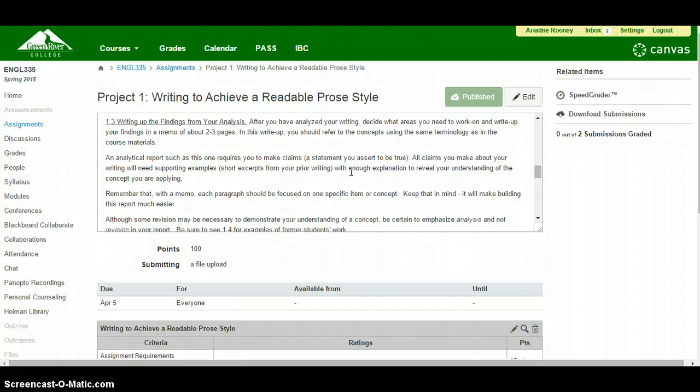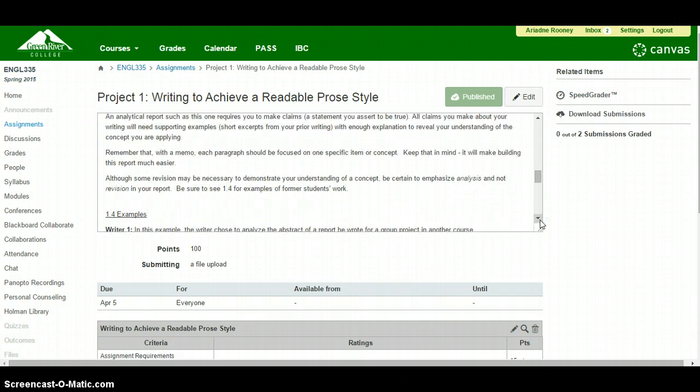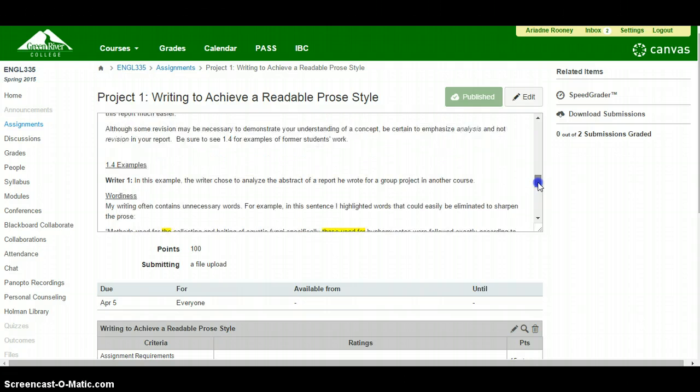And I want you to be really careful here. Remember that with a memo, each paragraph should be focused on one specific item or concept. Keep that in mind. It will make building this report much easier. Focus on one concept per paragraph. Make your claim, show an example, and then analyze and explain it. That's how you're going to build this. Although some revision may be necessary to demonstrate your understanding of a concept, be certain to emphasize analysis and not revision in your report. Be sure to see 1.4 for examples of former student work.